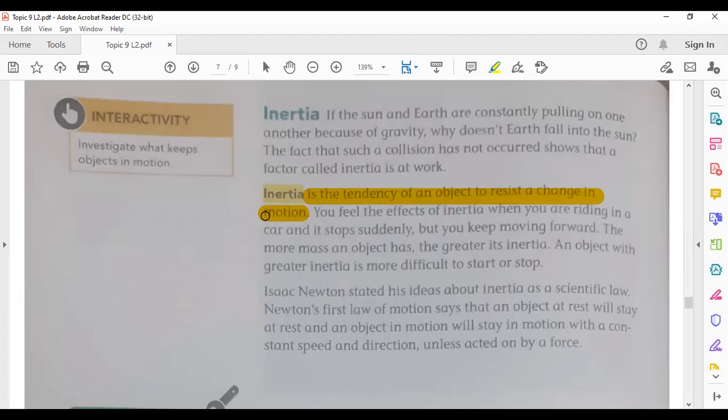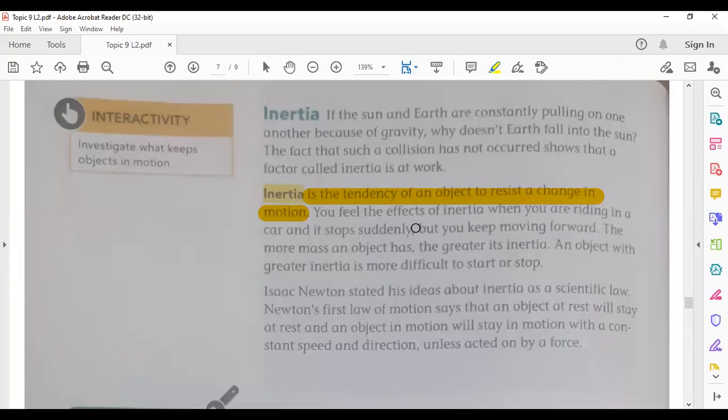Okay, I want to ask you a question. Which has a greater inertia, Earth or the Sun? Which has greater inertia? The Sun, of course. Yes, because it has a greater mass.